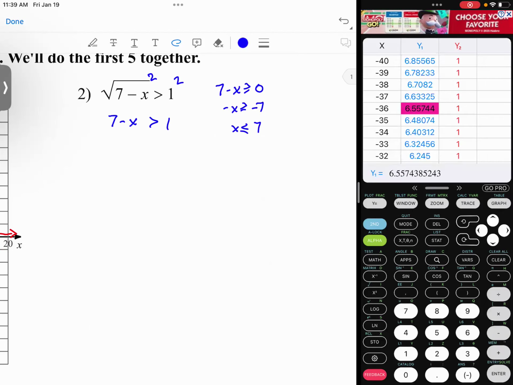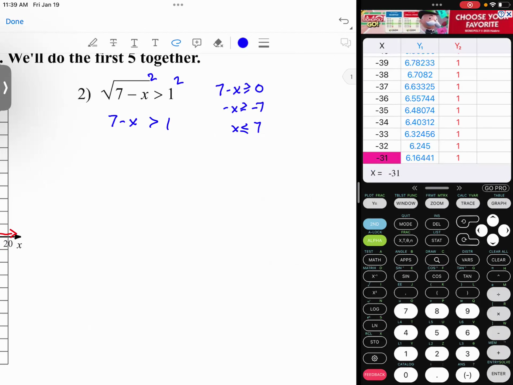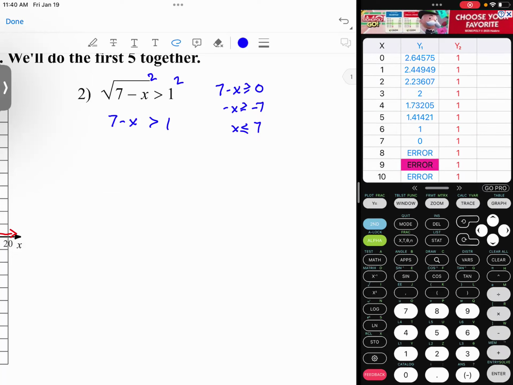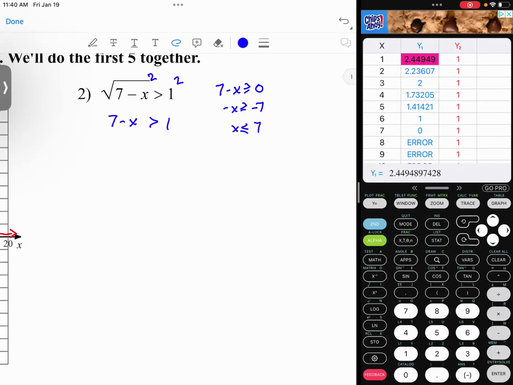Let's go to the calculator real quick. Why does it have to be less than or equal to 7? We see at 7, the value of that square root side is 0, but any higher than 7, it starts to be an error because it's taking the square root of a negative number. And so that's not even part of that function's domain.